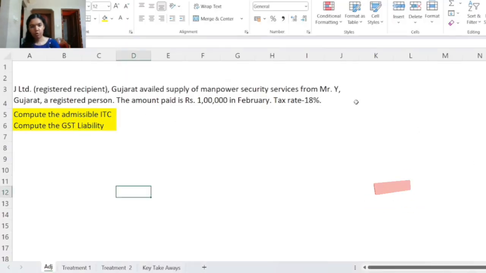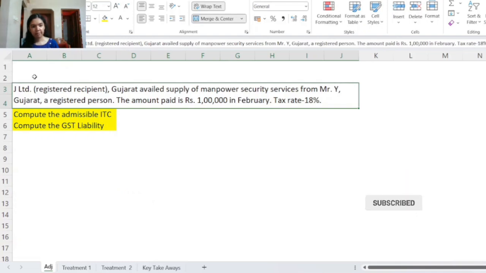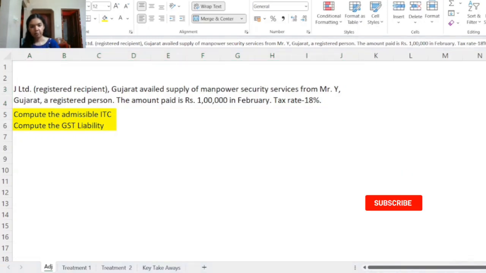So first let's see what adjustment we have for today. J Limited, a registered recipient from Gujarat, availed supply of manpower security services from Mr. Y, who is also from Gujarat and a registered person. The amount paid is rupees 1 lakh in February and tax rate is 18%. Compute the admissible ITC and compute the GST liability.